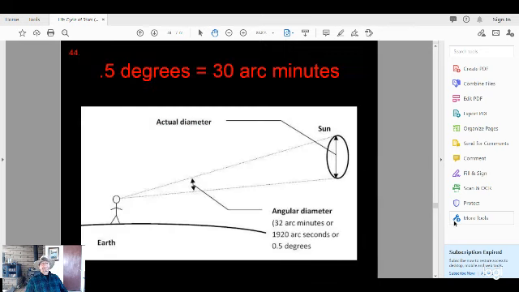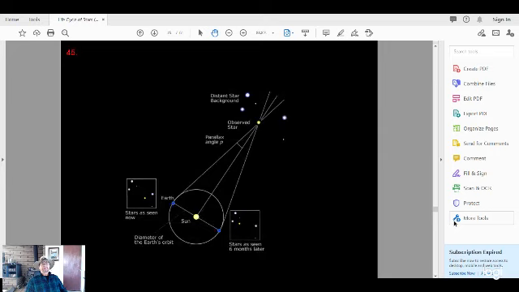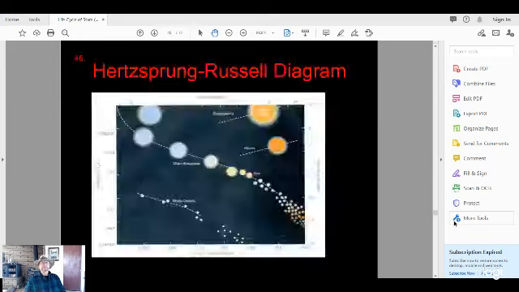This is just a reminder of size. Slide 44. The sun's about 1/2 of a degree, or 32 arc minutes, or 1900 arc seconds. There's 3 different ways to measure things. Next we're going to talk about how we figure out distances to things, by doing some geometry and trig based on the shifting of stars. It's called parallax. I've introduced that to you earlier. We'll talk more about it later.